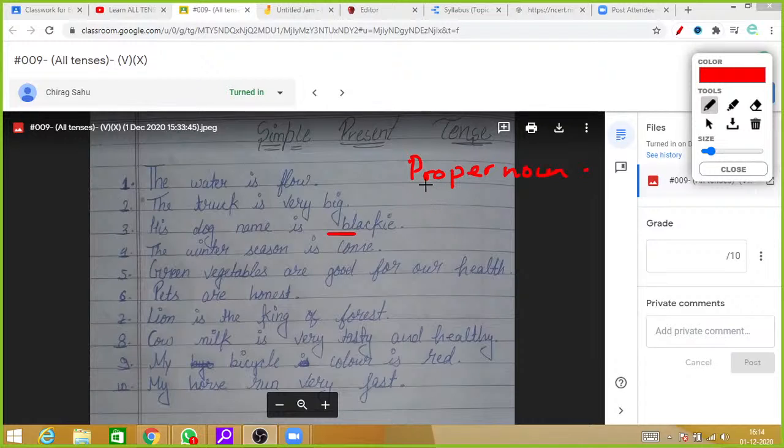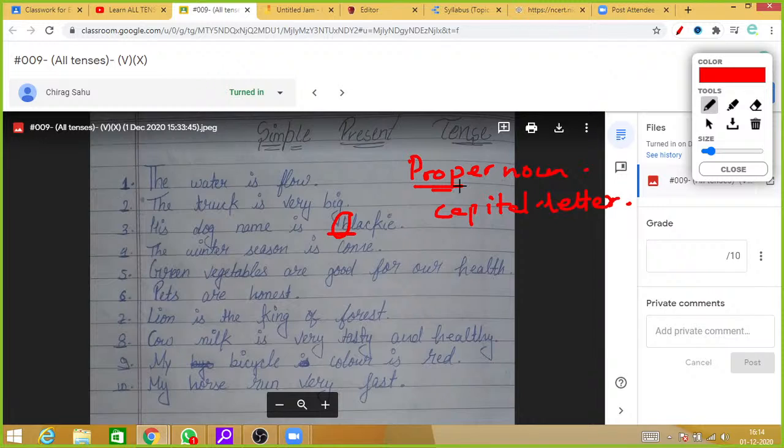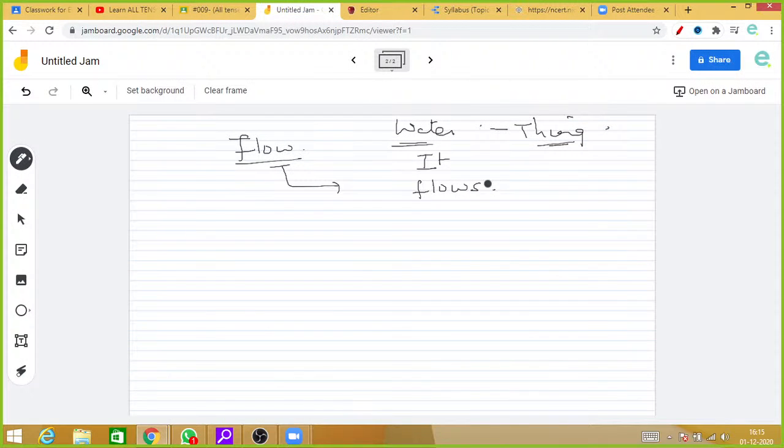Whenever you write a proper noun, it should start with a capital letter. Do you know that or not, Ganesh? Do you know that or not? You don't know when capital letters have to be used? Don't tell me. Ritvik, do you know? Okay. No, you also don't know. So capital, oh my God.